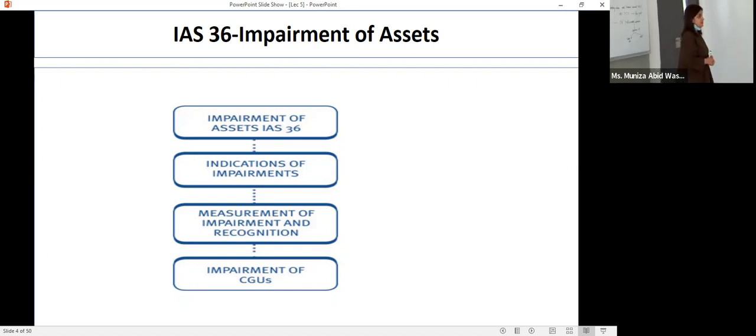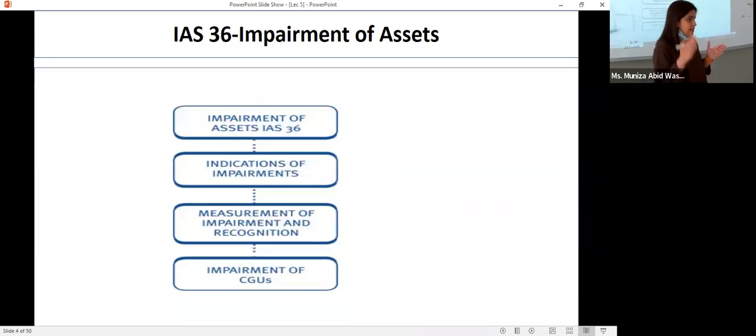Excellent. Prudence concept. In regards to the prudence concept, if there are any indicators of impairment, impairment has not occurred, but there are indicators of impairment. There is a situation, there are circumstances which are telling us that impairment might occur. Immediately, you do record impairment. But when you jump into the future, you actually find that there is no impairment.